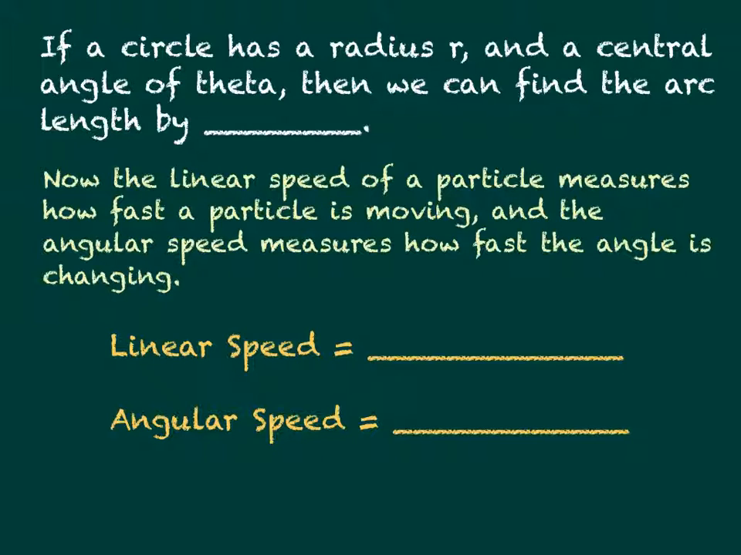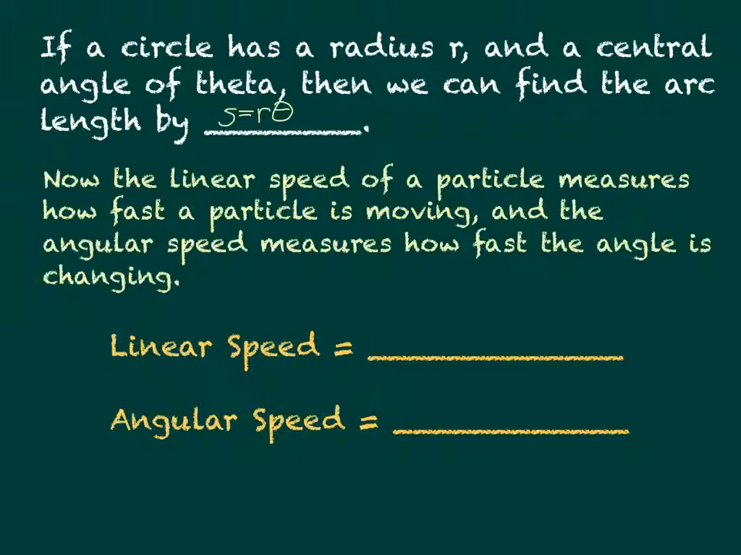Now we're going to apply some word problems. If a circle has a radius of r and a central angle of theta, then we can find the arc length by s equals r times theta. You need to note that theta needs to be in radians for this to work.